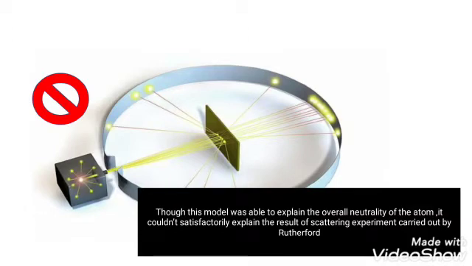Limitation. Though this model was able to explain the overall neutrality of the atom, it could not satisfactorily explain the results of scattering experiment carried out by Rutherford.